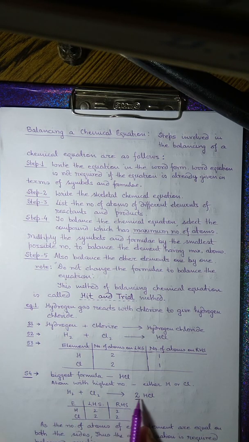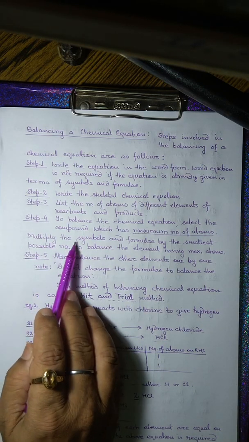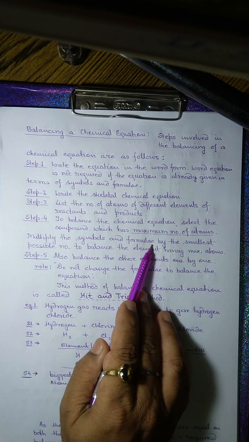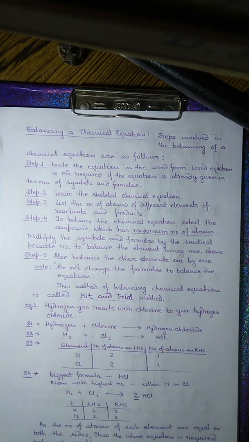Now we have to balance. How do we balance it? We multiply. Here it is written that multiply the symbols and formula by the smallest possible number to balance the element having maximum atoms. Suppose we have taken hydrogen, so to balance, here it is 2 atoms, so we will have to multiply by 2 here.